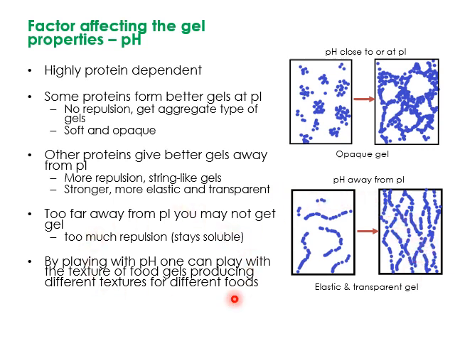However, if the pH is too far away from the pI, you may not get gel because there's too much repulsion. Now the protein will remain soluble. So by playing with pH, you can play with the texture of food gel, producing different textures for different foods.